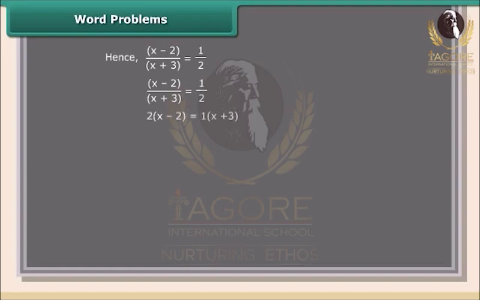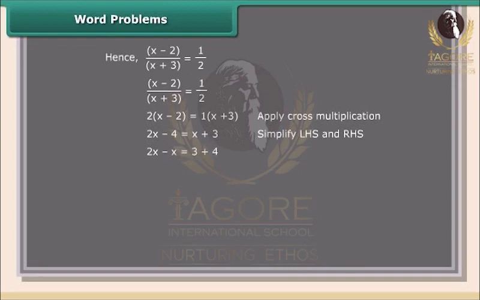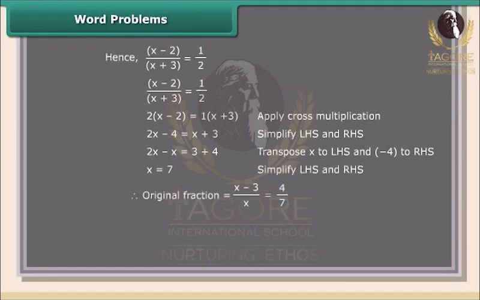2 × (x − 2) = 1 × (x + 3). Apply cross multiplication. 2x − 4 = x + 3. Simplify LHS and RHS. 2x − x = 3 + 4. Transpose x to LHS and −4 to RHS. x = 7. Simplify LHS and RHS. Original fraction is equal to (x − 3)/x = 4/7.